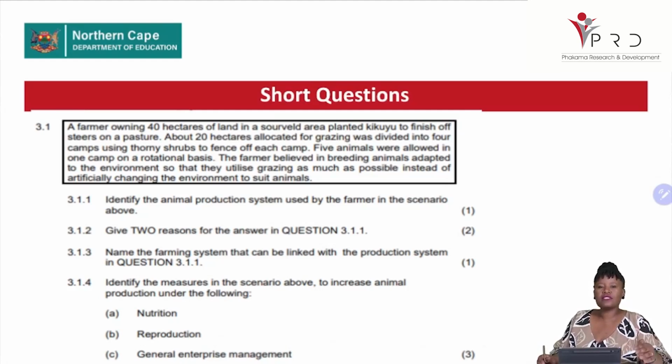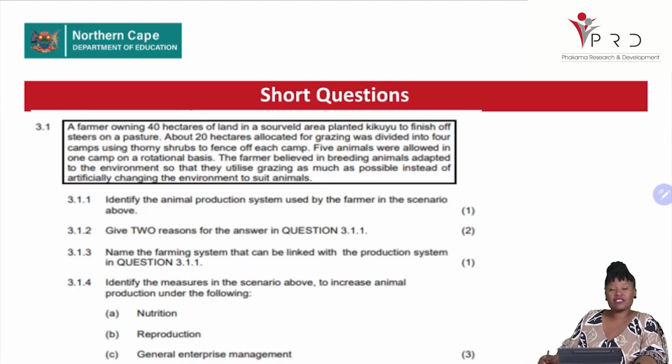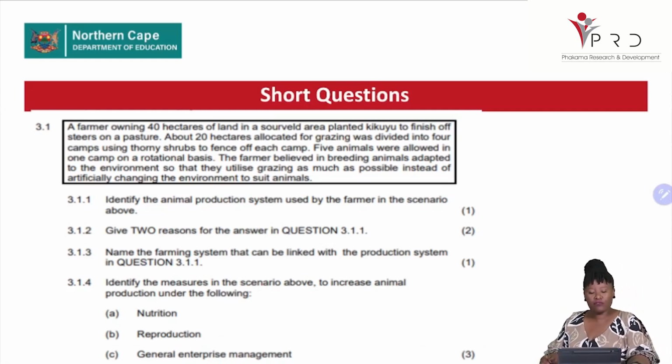Therefore, you need to forget about what happens in the alimentary canal or what happens when the animal gives birth, which is question 4. Your focus should be on animal production, protection, and diseases. But now let's focus only on production and farming systems. A farmer owning 40 hectares of land in a Sauerfeld area planted kikuyu to finish off steers on a pasture.